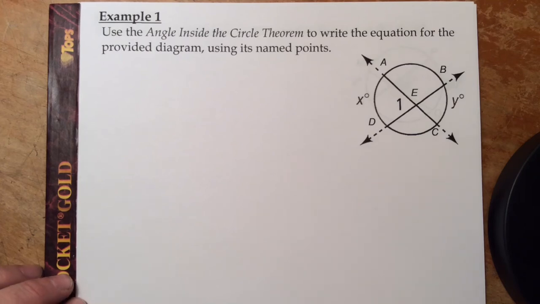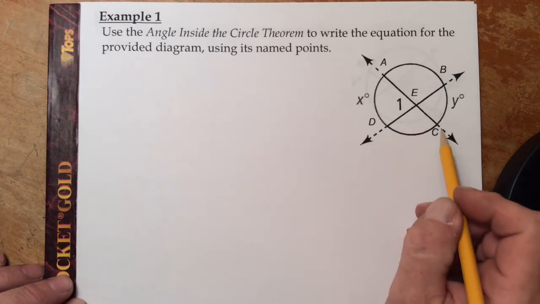These are examples for section 12.4, secants, tangents, arcs, and segments. Example 1. Use the angle inside the circle theorem to write the equation for the provided diagram using its named points.